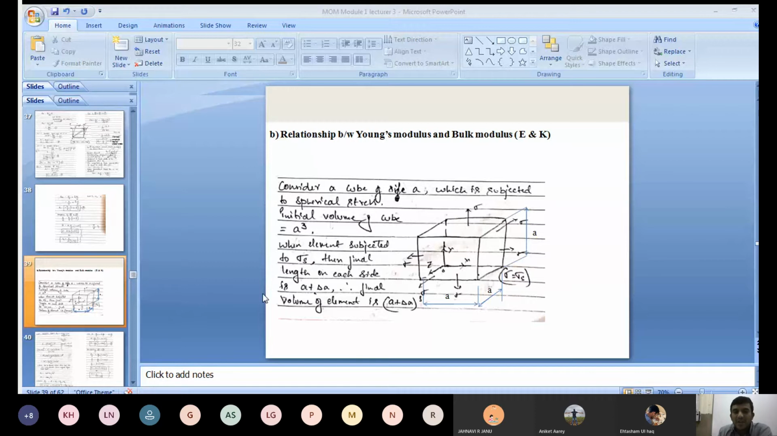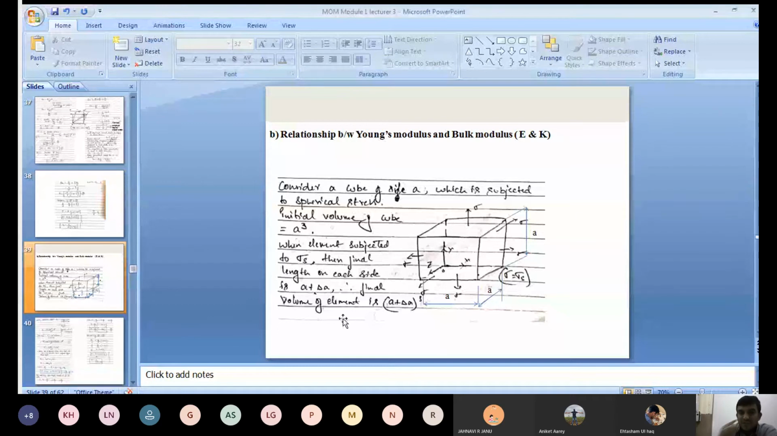Now the final volume of the element is A plus delta A into A plus delta A into A plus delta A, that becomes A plus delta A whole cube. The initial volume of the cube before applying spherical stress is A cube. Once you apply spherical stress on the cube, the final volume of the cube is A plus delta A whole cube.